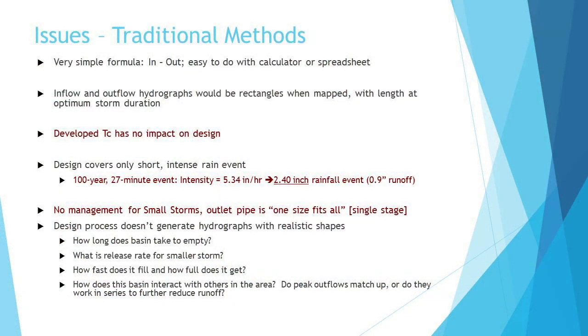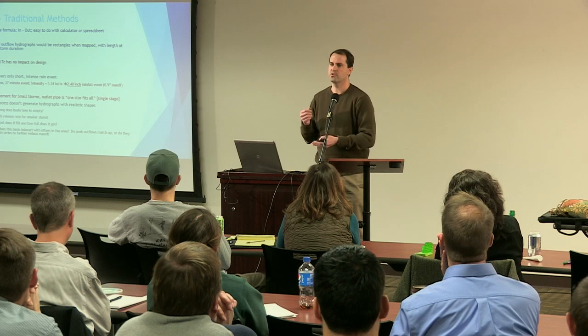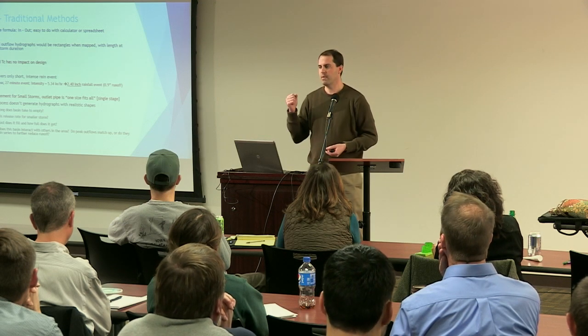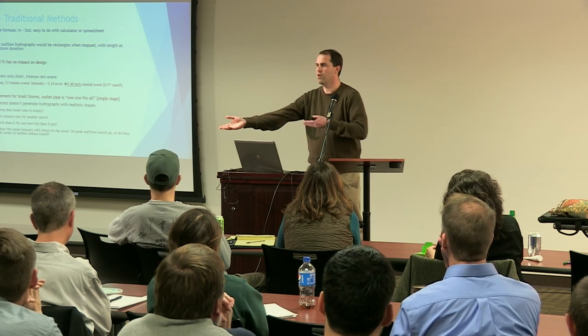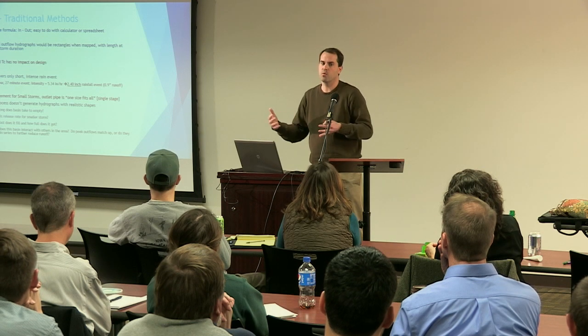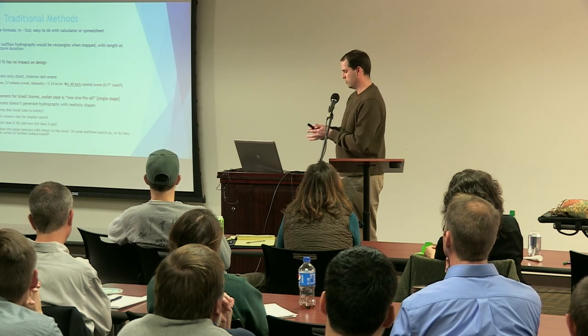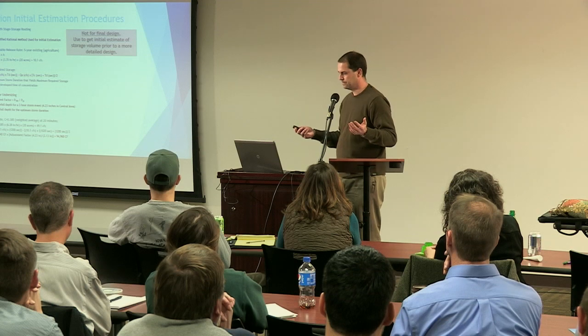So we also don't have management for small storms. This is only looking at the 100-year storm. I don't have any hydrographs, so I can't tell if this basin is in a series. I can't tell how that works with other basins. Are their peaks going to line up and create a higher peak flow, or are they going to offset each other so they actually benefit one another? Maybe one basin is letting water out faster while the other is holding it back, and as a system, they are working better. I really just don't know from this. It's just giving me a volume.